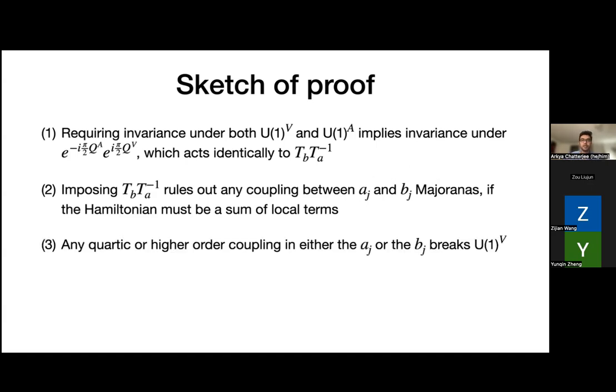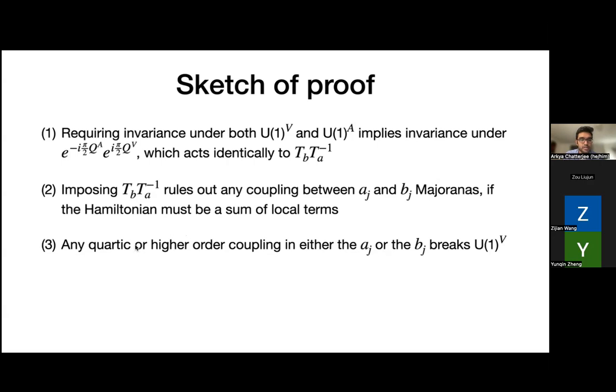Question? Yeah. So what is the least non-local Hamiltonian that is compatible with this TB TA inverse? How non-local? Yeah, maybe let me come to that in 2 bullet points. Okay. So yeah, I'm getting there.